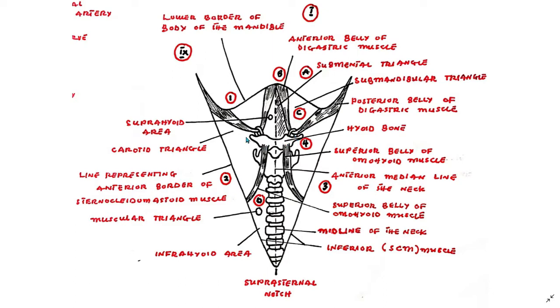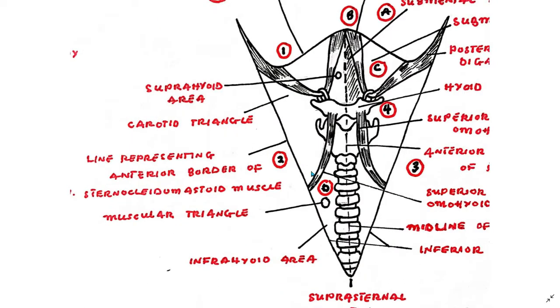The anterior triangle is bounded superiorly by the inferior border of the mandible or the jawbone. It is bounded laterally by the anterior border of the sternocleidomastoid muscle, and it is bounded medially by the sagittal line down the midline of the neck.